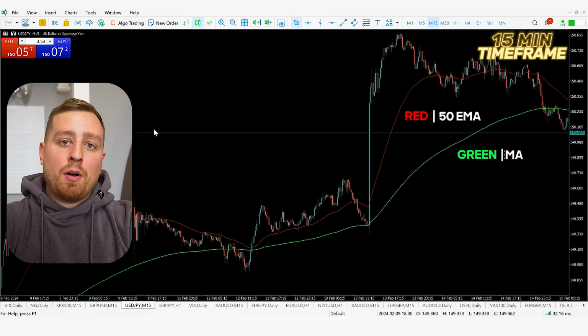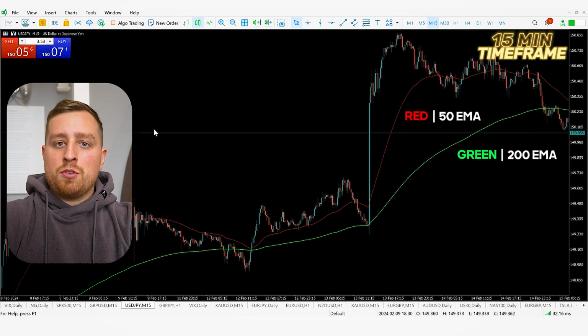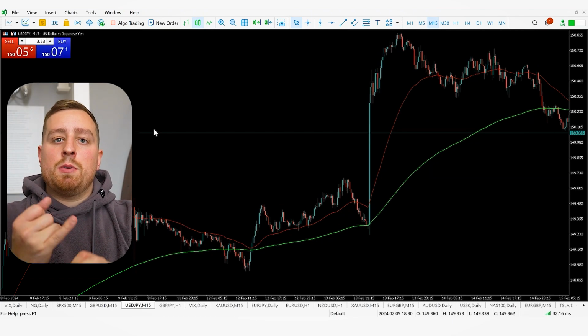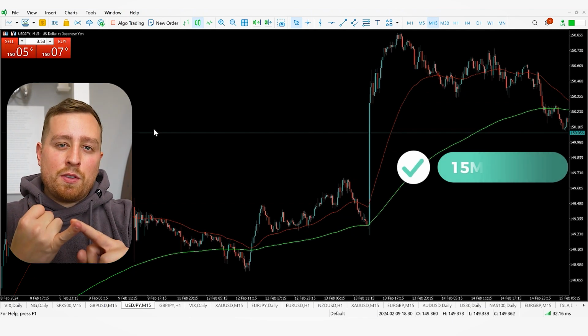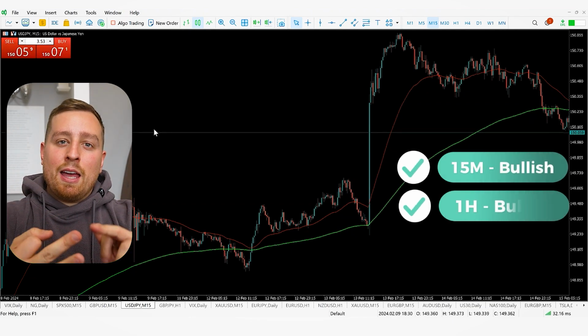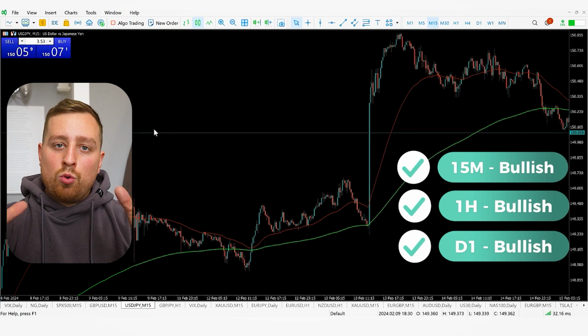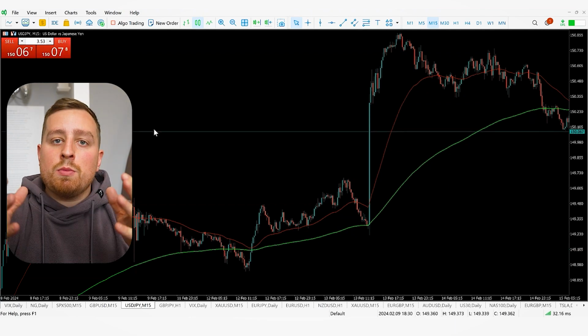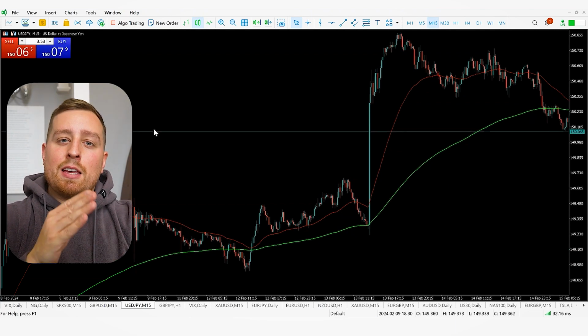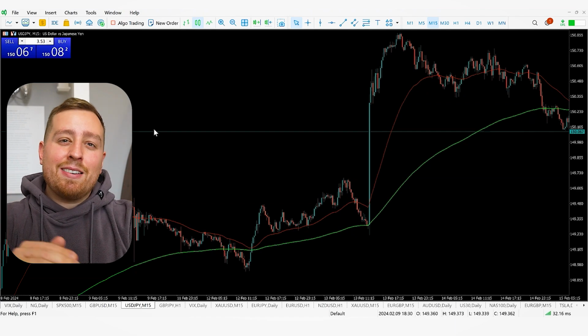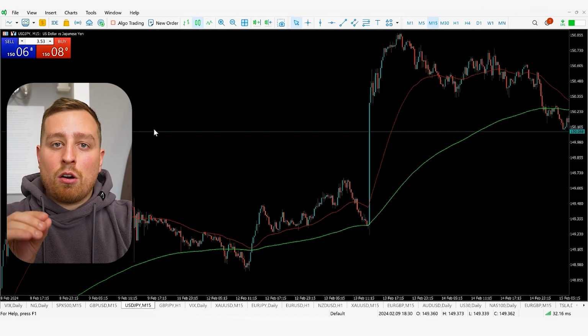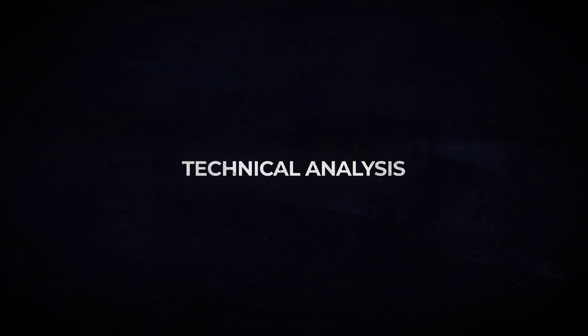So we're now looking at the execution time frame, 15 minutes. You can see that red again is above the green, 50 above the 200, which means we have a buyer's market. This means we've got the execution time frame, the 15 minutes, we've got the hourly, and we've also got the daily outlooks all aligning with what we want to do, which means we want to take buys. That is from a short-term, mid-term, and long-term approach in this current market environment. Remembering that this is 100% technical analysis at this point.